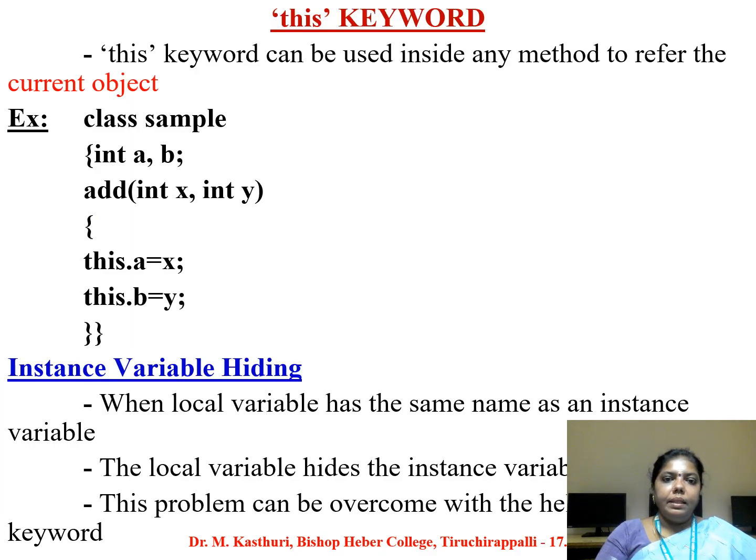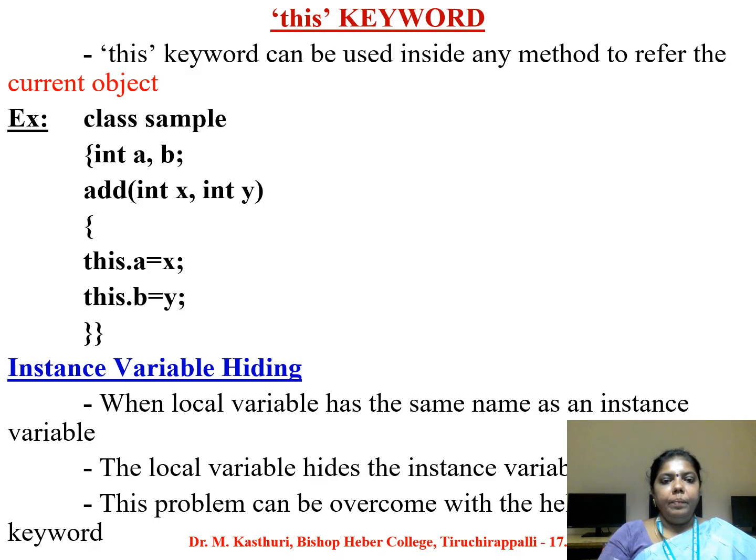The next concept is this keyword. This keyword is helpful to specify, or helpful to understand, the current object. It can be used in any method to refer to the current object. For example, suppose instance variable and local variable are the same name. For example, instance variable is also x and y. Local variable is also x and y, which means the local variable hides the external variable value.